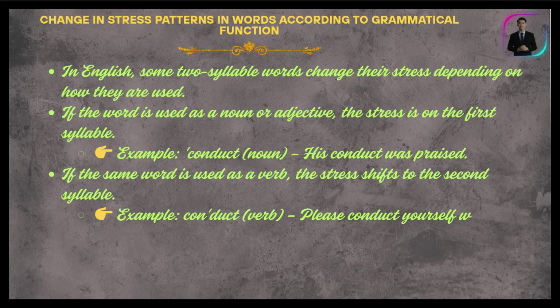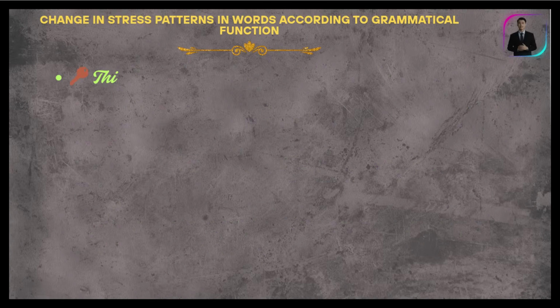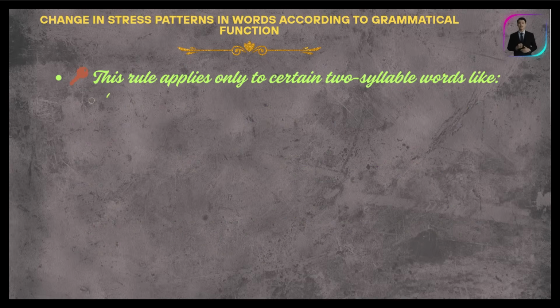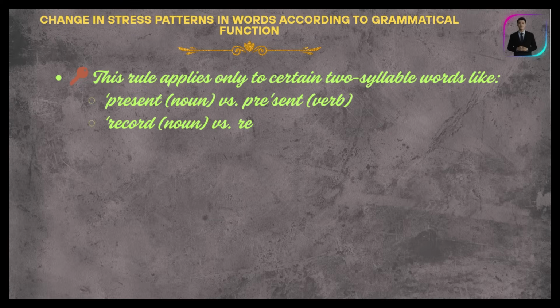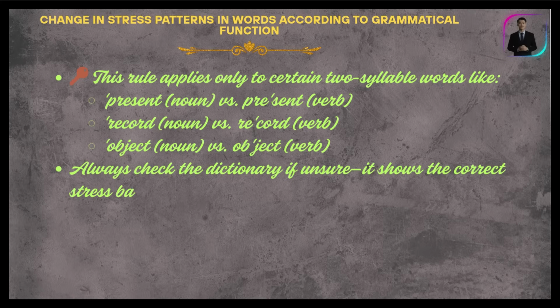Example, conduct, verb. Please conduct yourself well. This shift in stress helps the listener understand whether the word is being used as a noun or a verb. This rule applies only to certain 2-syllable words like present, noun, versus present, verb. Record, noun, versus record, verb. Object, noun, versus object, verb. Always check the dictionary if unsure. It shows the correct stress based on usage.